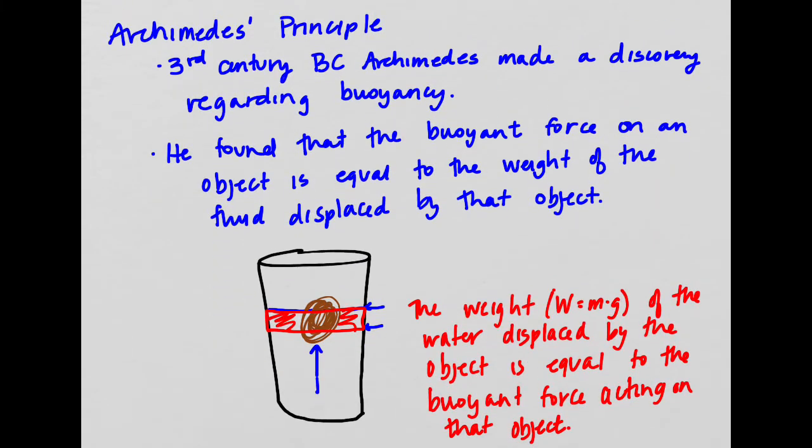Archimedes' principle. Archimedes was just some guy in the 3rd century that made a discovery regarding buoyancy. That's how it got its name. It was named after Archimedes. So I give you the 3rd century to let you know this is a really old concept. He found that the buoyant force on an object is equal to the weight of fluid displaced by that object.